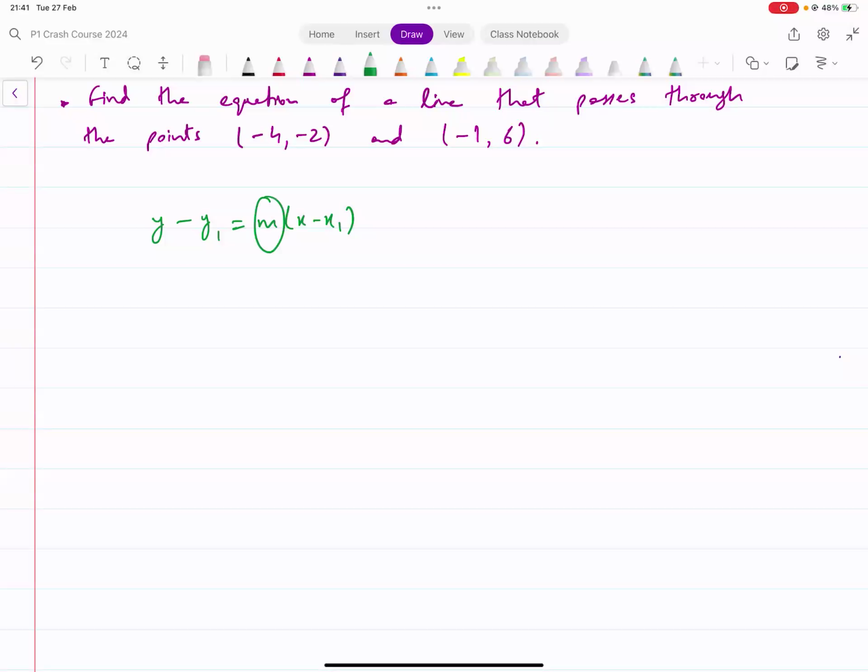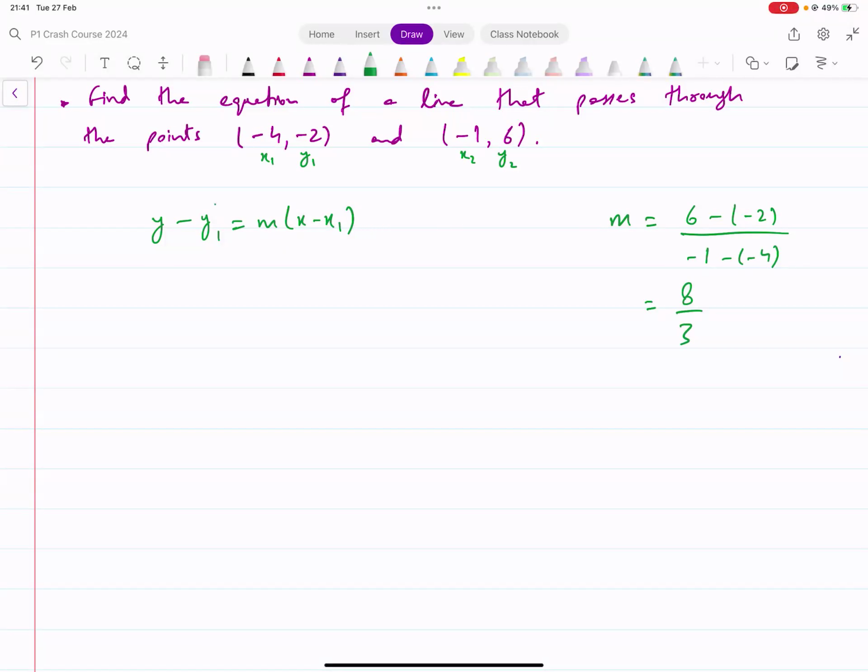Now, the gradient is also needed for this form, so you do need to find the gradient. We can call this x1, y1 and this x2, y2. Then the gradient is going to be 6 minus minus 2, that's 6 plus 2, divided by minus 1 minus minus 4. And that will turn out to be 8 over 3. That's the gradient.